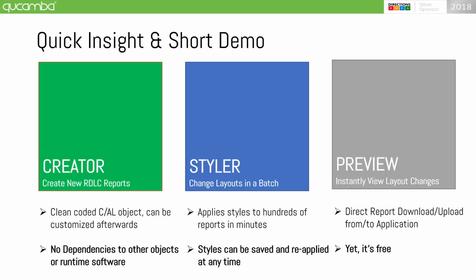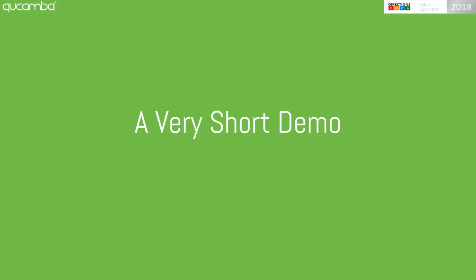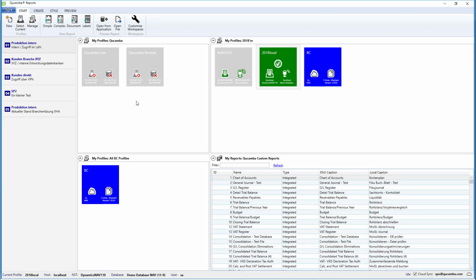So let me just show you some of the possibilities of Qucamba Reports now. This is the start screen of Qucamba Reports, and I'd like to create a new sales statistics report. A report that shows the customer ledger entries grouped by salesperson, by country, by customer, and finally by document type. And since I need grouping, I'm going to start with a complex list report.